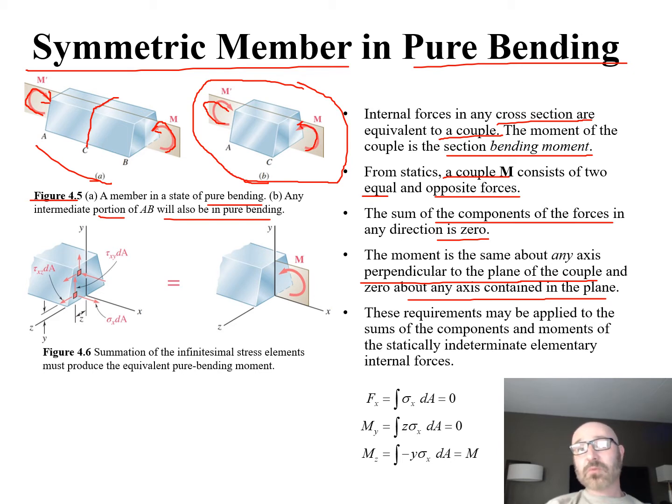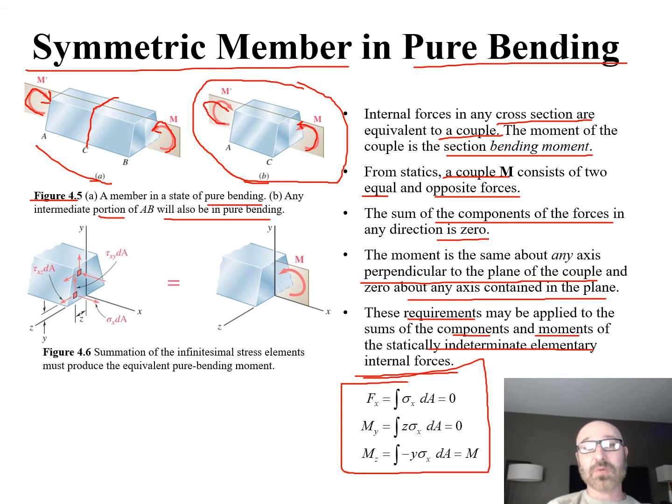Now all these requirements we just discussed can be applied to the sums of the components and the moments of the statically indeterminate elementary internal forces. So now if we look at the internal forces, we have these following relationships down here. We're talking about our forces in our x direction. We can go reference back up to our figure 4.6 here. We see, okay, we have our x direction here. We have our y direction going up like that. We do our right hand rule out, and there's our z direction going positive over here.